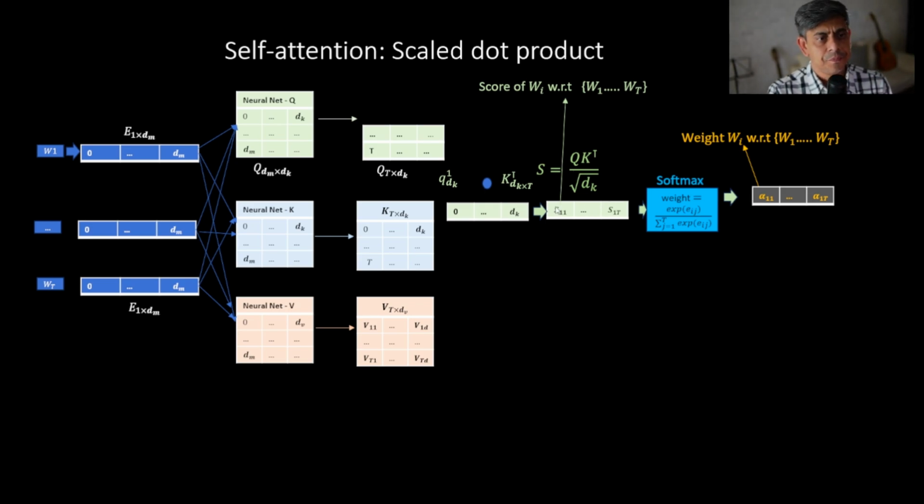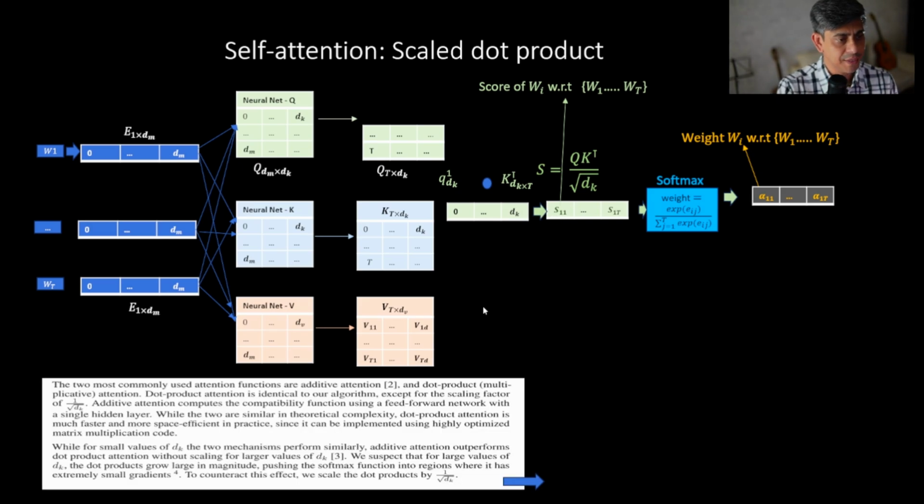Now you see that the scores are not only taken as is, but the scores are actually divided by the dimension of the query or the dimension of the key. Why is that so? The paper explains this very well. The paper is explaining that basically there are two types of attention scoring.